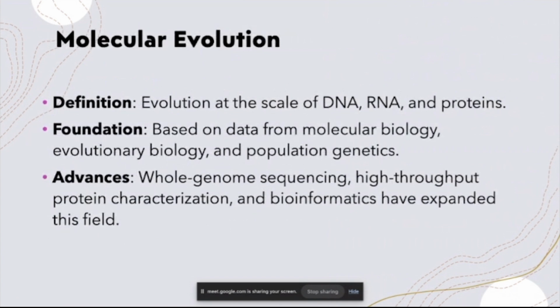Okay, so what is molecular evolution? This is evolution that happens at the scale of DNA, RNA, or proteins, so evolution that happens specifically within the DNA, the RNA, or the proteins. This is information that we need to be able to study molecular biology, evolutionary biology, and population genetics. Understanding how DNA, RNA, and proteins evolve has helped us with whole genome sequencing, protein characterization, and bioinformatics. So basically, it allowed us to further understand how our genes work.